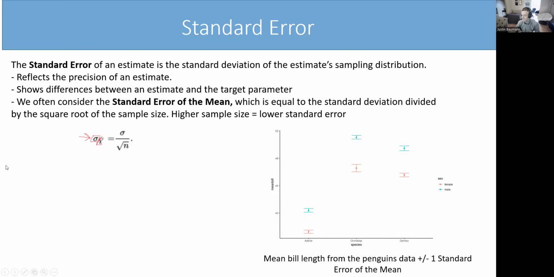Let me just point instead of making all these lines. Standard deviation of the mean is equal to the standard deviation of the population divided by the square root of the sample size. We can call standard deviation of the mean the standard error, or the standard error of the mean. When we do this math, we end up getting this graph.